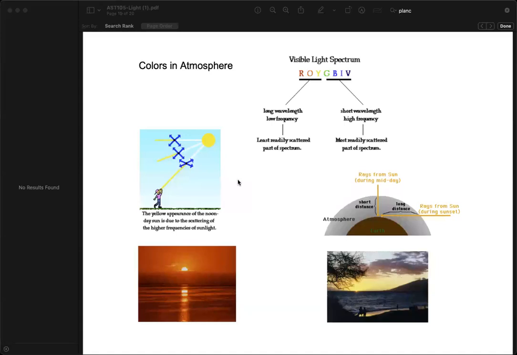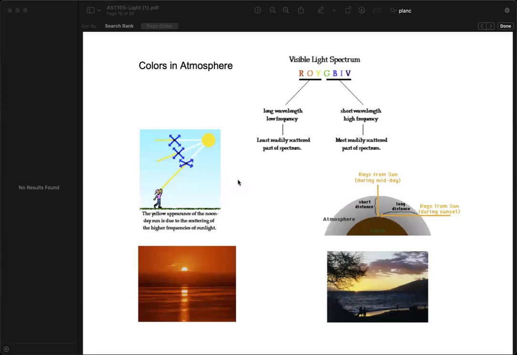So when they hit the atmosphere, they have different tendencies. The blue, indigo, violet get scattered very easily, whereas red, orange, yellow do not get scattered that easily. Okay. So when the sun's light, which is emitting white light because that is its color, hits the atmosphere, the blue portions of it get scattered into the atmosphere, making the sky blue.